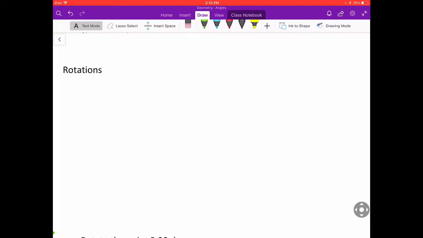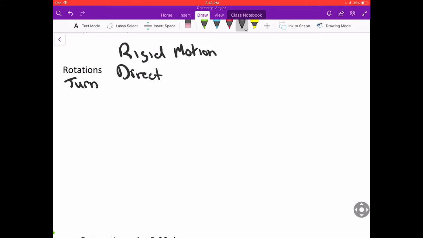Our third and final transformation that we're going to learn about in this unit is called a rotation. We also call it a turn. All right, the important thing we need to know about a rotation is that it is also considered a rigid motion, and it is also a direct isometry.